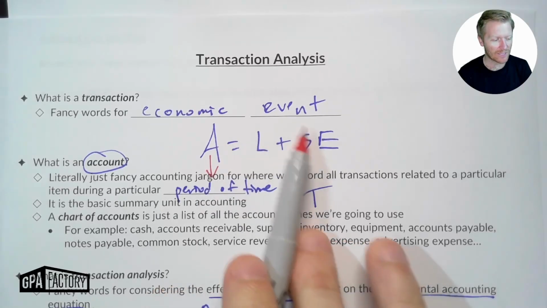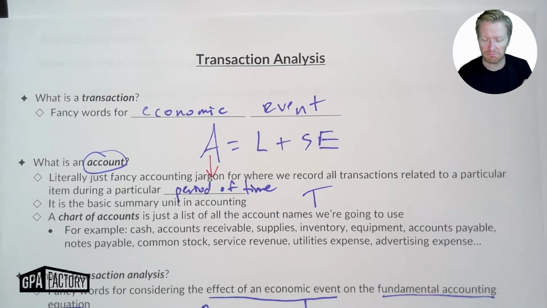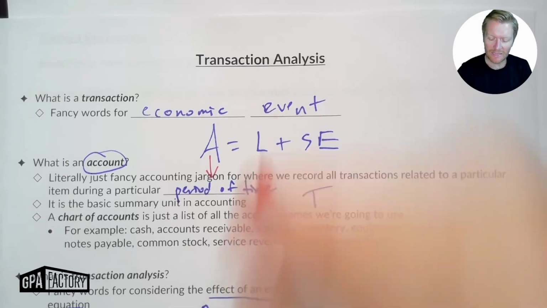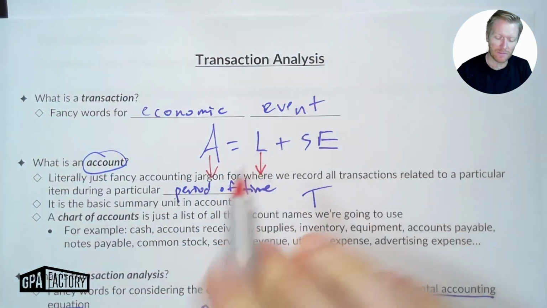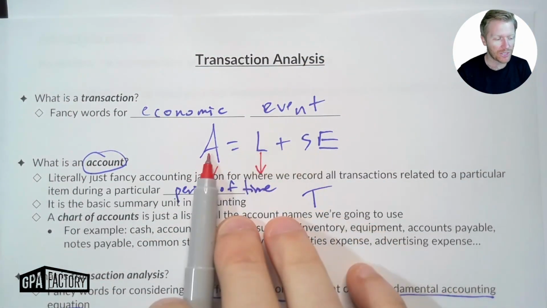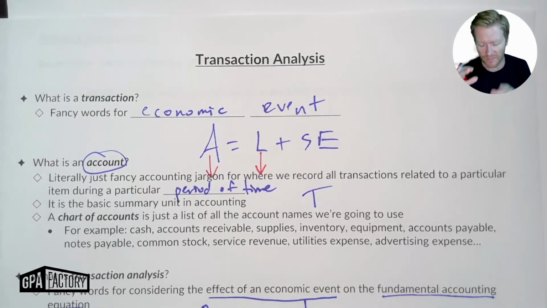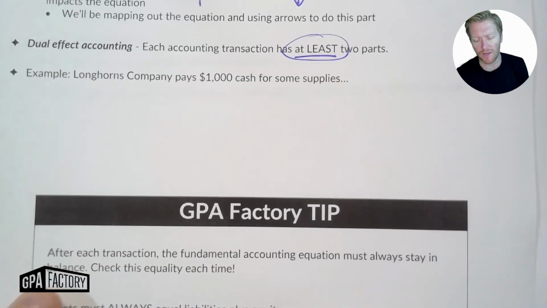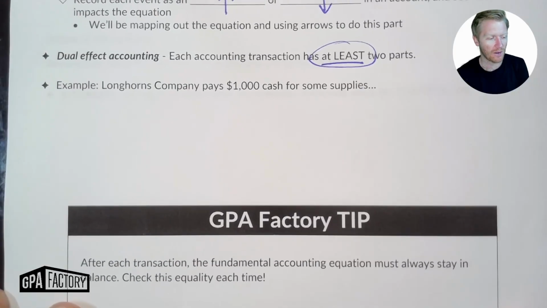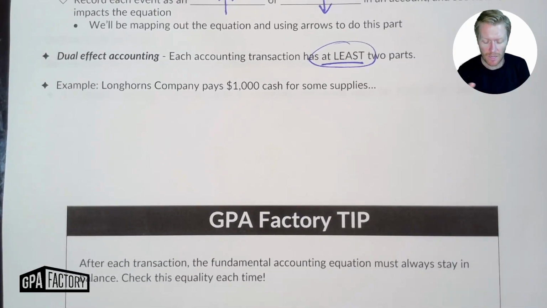This is out of whack. This equation is no longer balanced. So it has to at least have two things going on. Sometimes it's going to be one on either side of the equation. Sometimes it could be two things on the same side of the equation, but there always is at least two things going on for our fundamental accounting equation for a transaction.